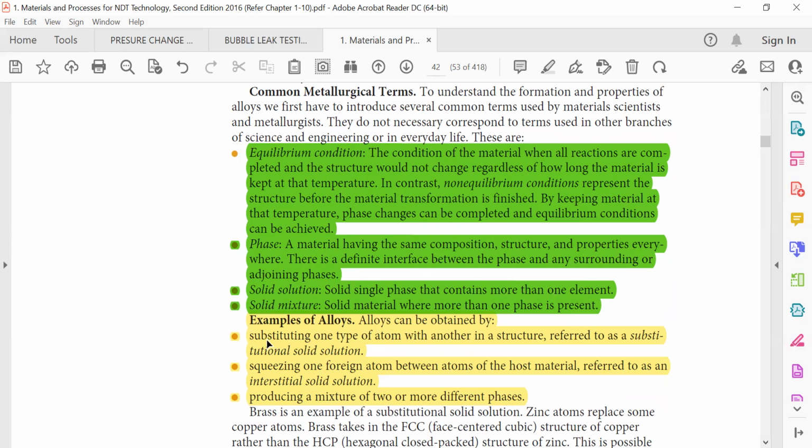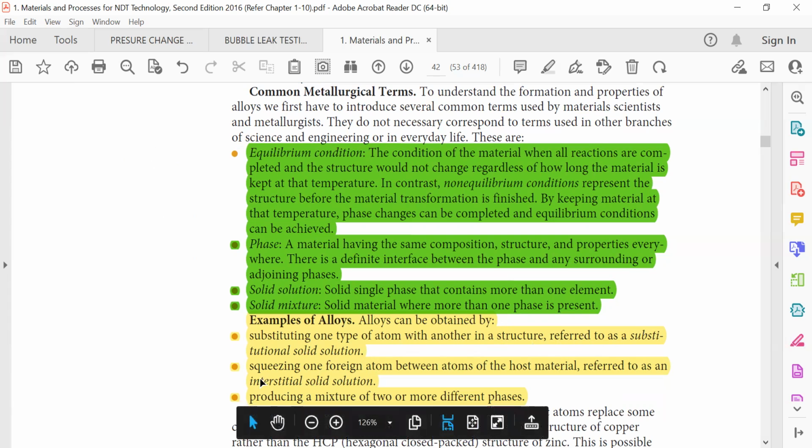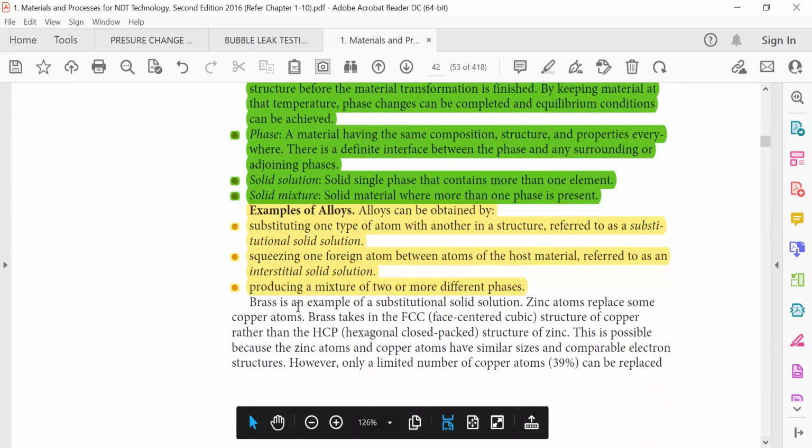Alloys. Substituting one type of atom with another in a structure is referred to as a substitution solid solution. Squeezing one foreign atom between the atoms of the material is referred to as an interstitial solid solution. You have already seen producing a mixture of two or more different phases.